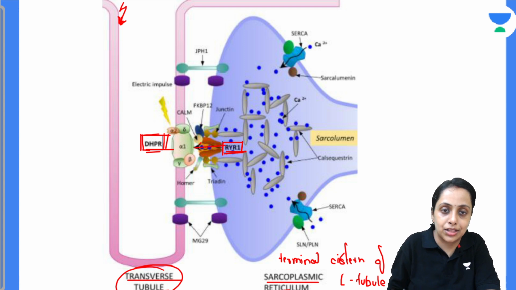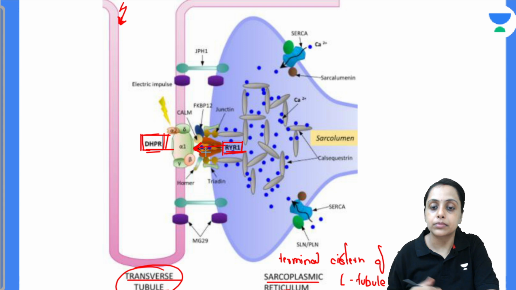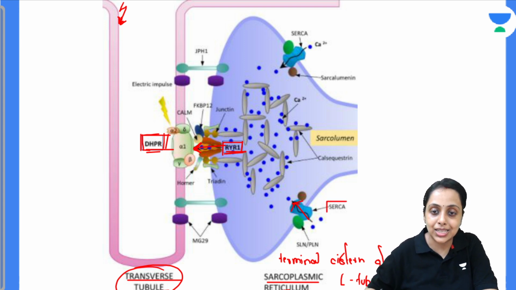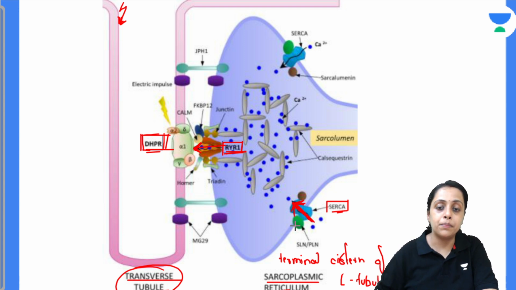That leads to the calcium efflux. This calcium is going to bind with this troponin C. The troponin C-tropomyosin complex moves away from the myosin binding site. That leads to the muscular contraction. For relaxation, our SERCA pump pushes back the calcium into the sarcoplasmic reticulum. So the calcium is going to decrease, and that leads to the muscular relaxation.